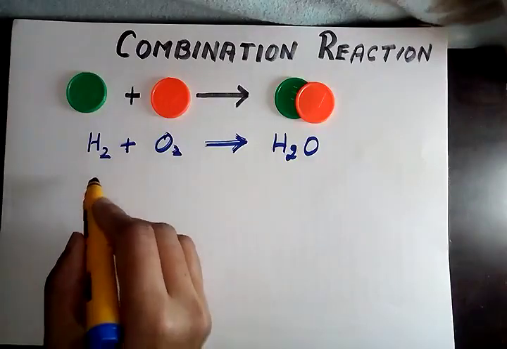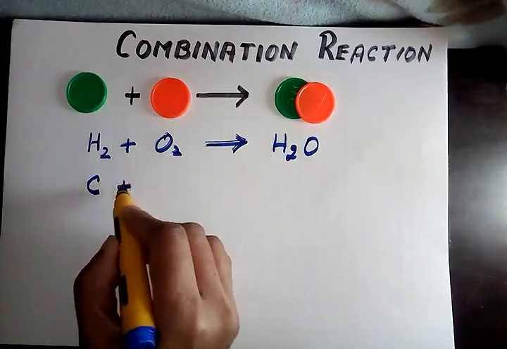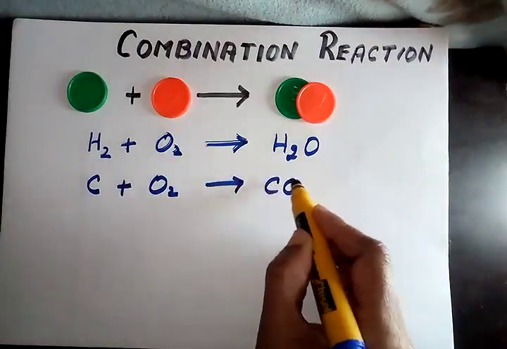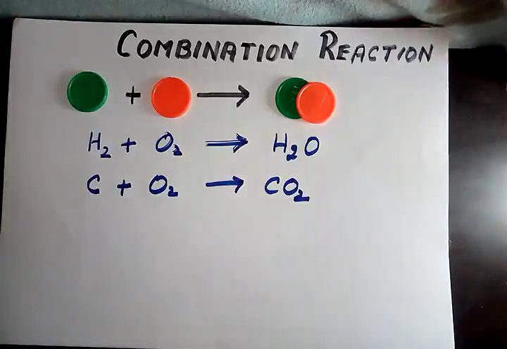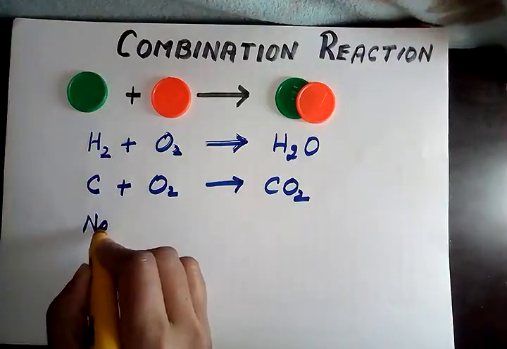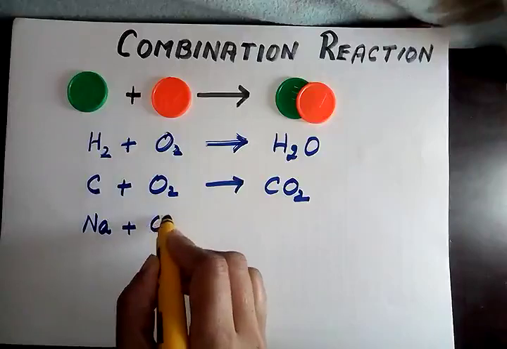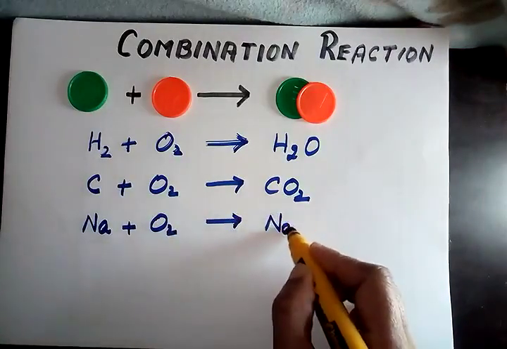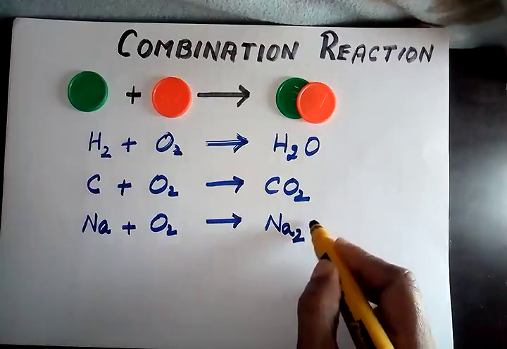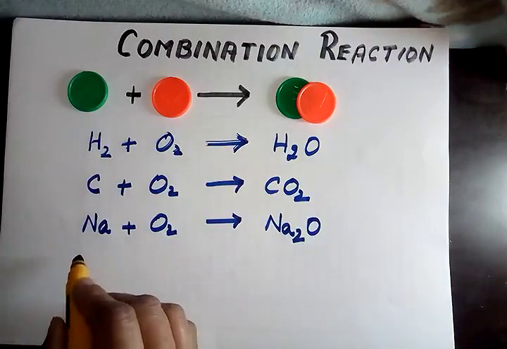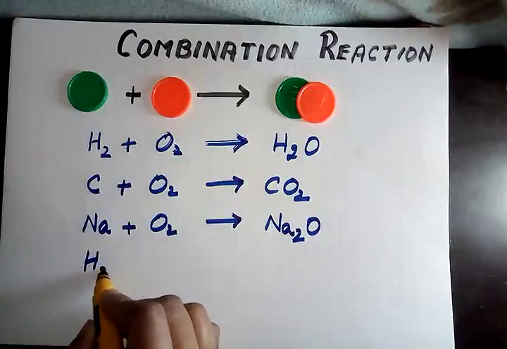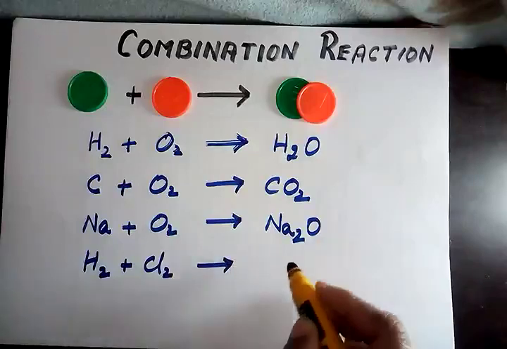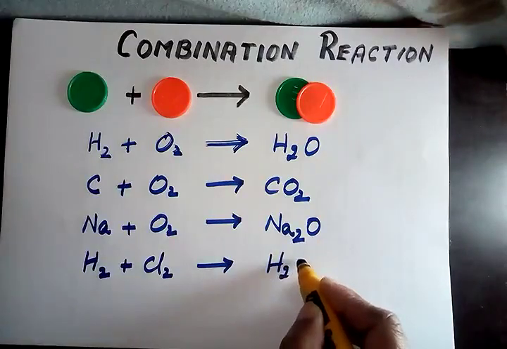To take up another example, carbon made to react with oxygen gives you carbon dioxide. Sodium made to react with oxygen gives you sodium oxide. Hydrogen made to react with chlorine gives you hydrogen chloride.